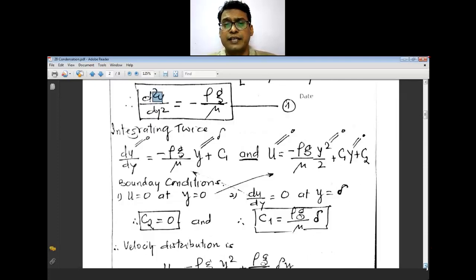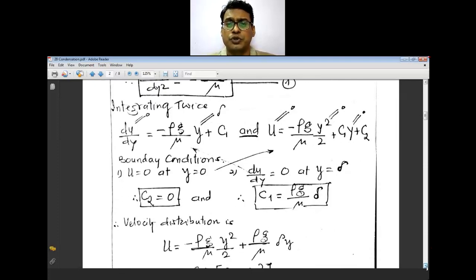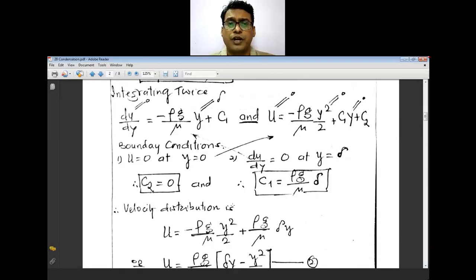Now integrating this twice and substituting the boundary conditions. After integrating, first du upon dy is equal to minus rho g upon mu into y plus c1, and u is equal to minus rho g upon mu into y squared upon 2 plus c1 y plus c2.